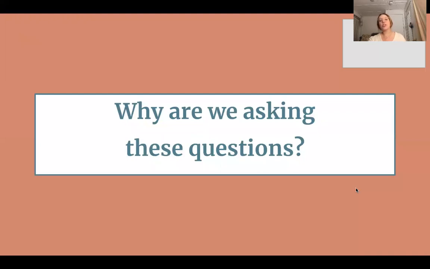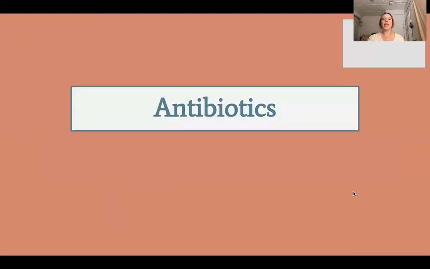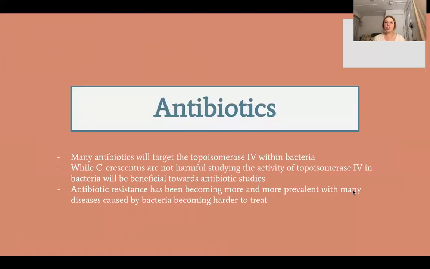So why are we asking these questions? Well, there's really one big answer, and that is antibiotics. A lot of antibiotics actually use the inhibition of topoisomerase 4 to stop DNA replication in bacteria that cause disease. While Caulobacter crescentus does not cause any disease in humans, it's still really important to look at topoisomerase 4 activity in a viable model. Why this is so prevalent is because antibiotic resistance is being seen more and more in everyday life, and many diseases caused by bacteria are becoming harder to treat. Hopefully, by studying topoisomerase 4 activity and helping to produce some information towards the study of antibiotics, we can help with antibiotic resistance.